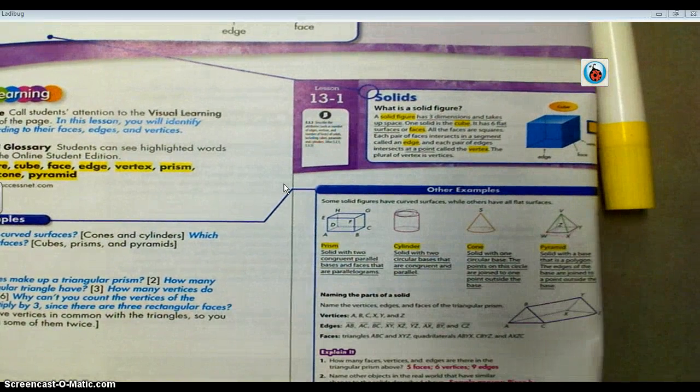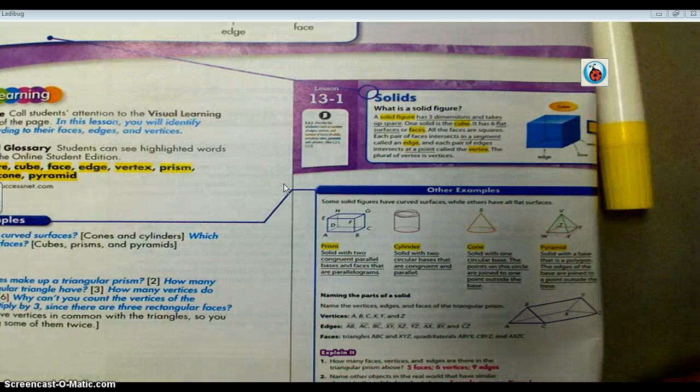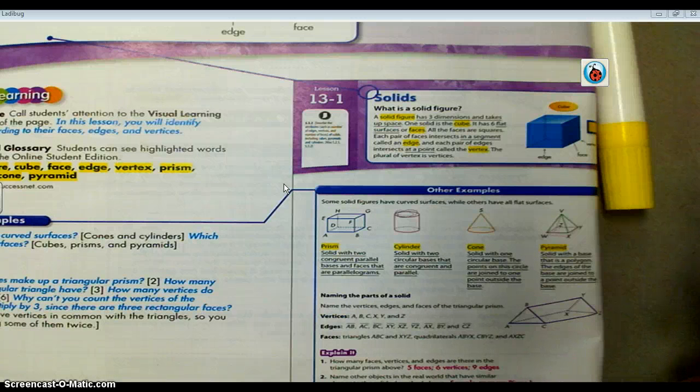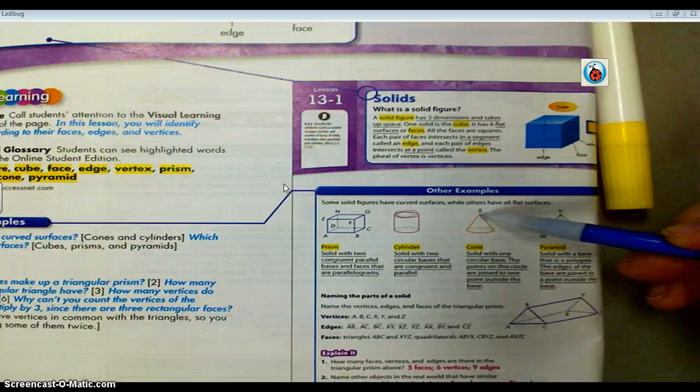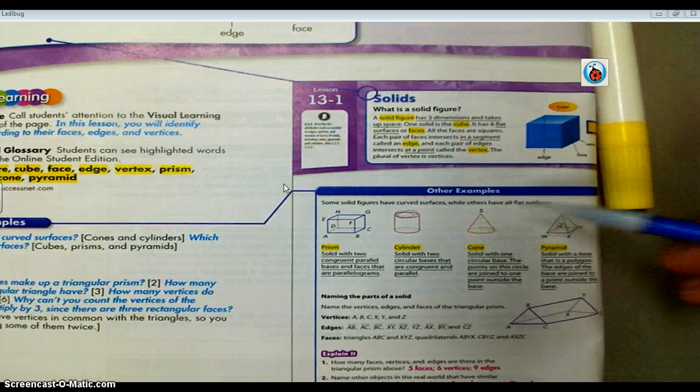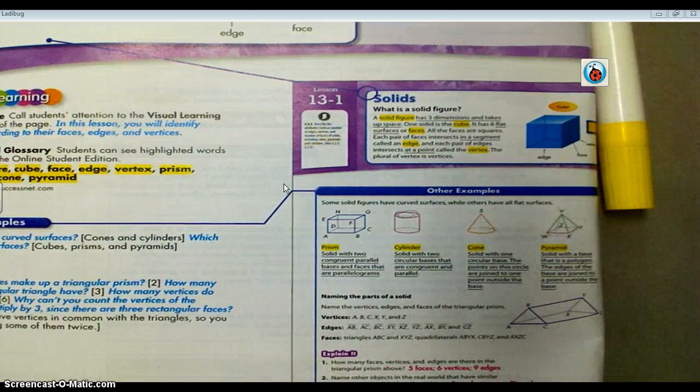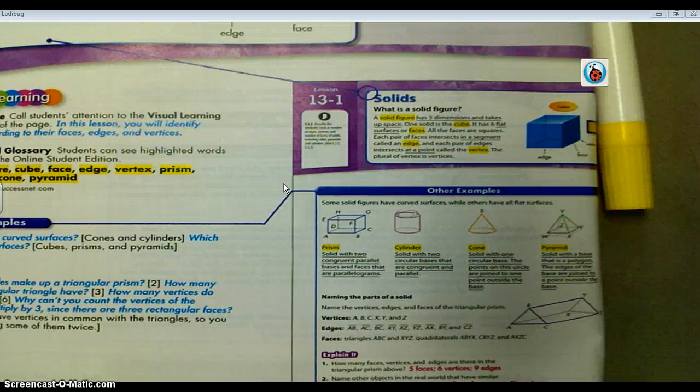Okay, read cone for me, please, JT. Solid with one circular base. Points on this circle are joined to one point outside the base. Okay? So the top point up here, that's the one point that they join at. And pyramid. Okay, then read that for me, please. Pyramid: solid with a base that is a polygon. The edges of the base are joined to a point outside the base.